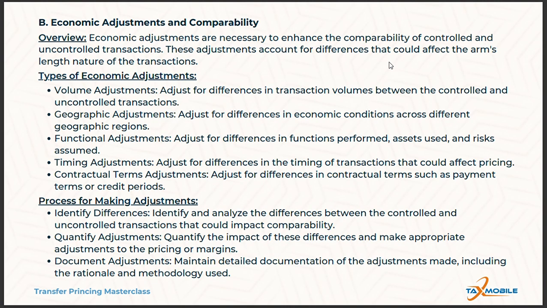Then quantify the adjustments. Once we have identified the differences, the next step is to quantify their effect on pricing or margins. For instance, geographic adjustments could involve adjusting the gross margins based on purchasing power parity (PPP) between countries. Now, document adjustments.